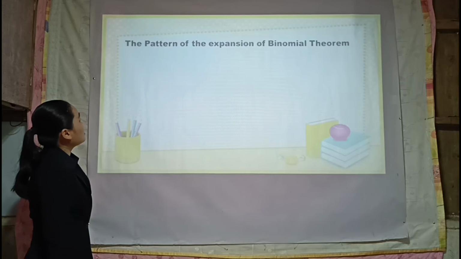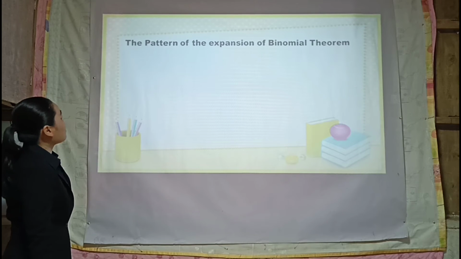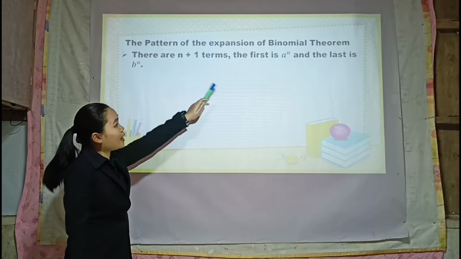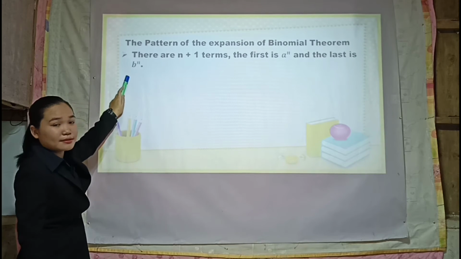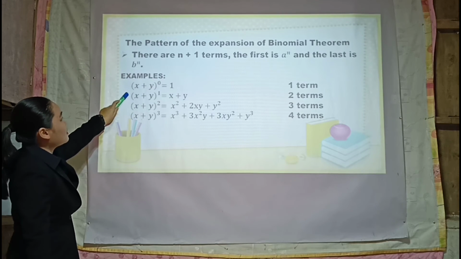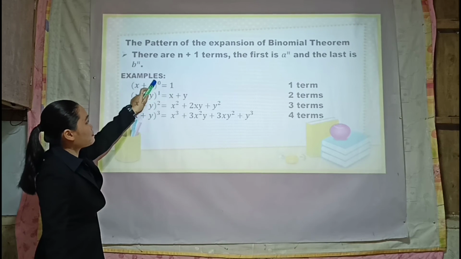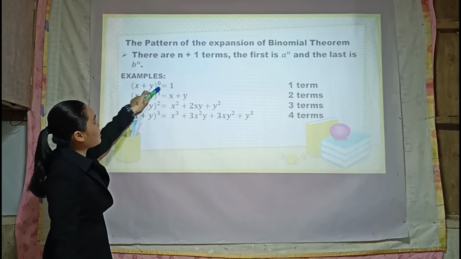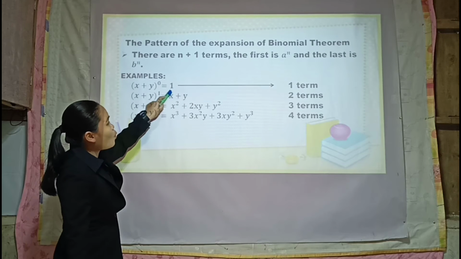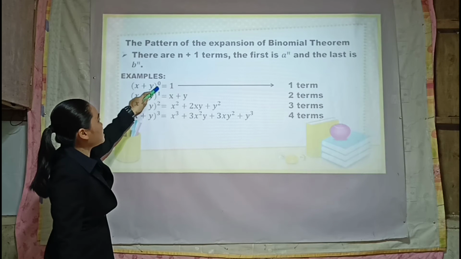Let's proceed. Now we have the pattern of the expansion of binomial theorem. So, the first pattern we have, there are n plus 1 terms. The first is a raised to n and the last is b raised to n. So, we have an example. First, we have x plus y raised to 0. Since the exponent here is 0, this is our n. So, n plus 1, we have 0 plus 1. There is 1 term. So, only 1 term because our n here is 0.